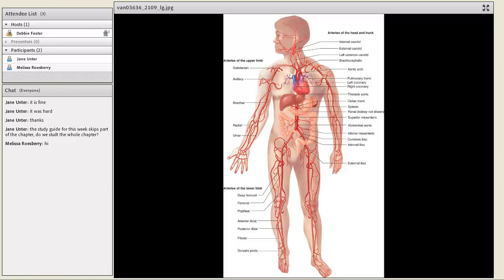As I was mentioning to Jane, Melissa, this is not a picture you need to know, and anyone who's listening later, I just put it up as an introduction to what we're going to be talking about this week and next, and that's the circulation portion of the cardiovascular system.